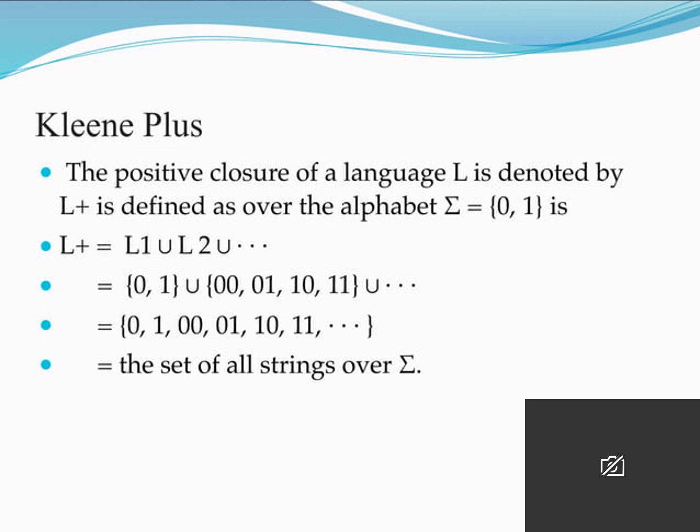Here the Kleene plus is related to the Kleene star, but here we don't have the epsilon symbol. So it starts only with 0 or 1, but we don't have the epsilon symbol here. But in the Kleene star, we will have the empty symbol, that is the epsilon symbol. Here in the Kleene plus, we don't have any epsilon string. All the other elements are present in Kleene plus.